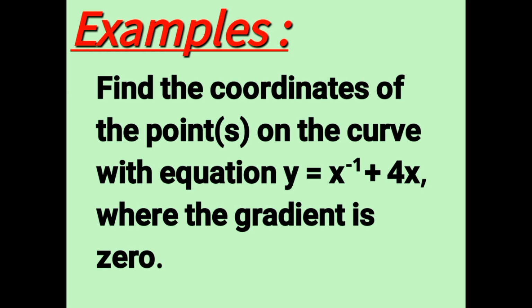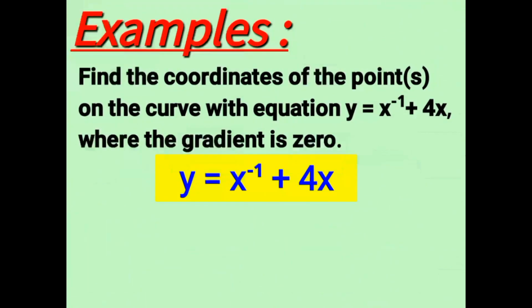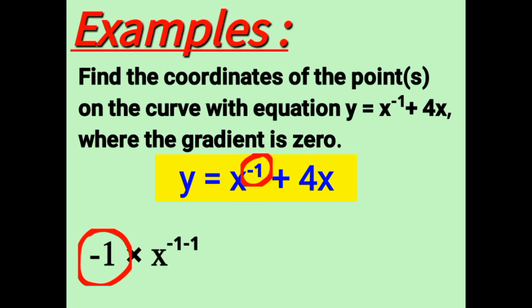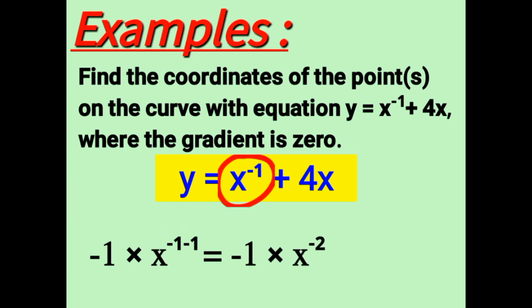Moving on to another example, find the coordinates of the points on the curve with the equation y equals x to the power minus 1 plus 4x where the gradient is 0. Now first we need to differentiate to find the gradient function. So, differentiating the terms one at a time, starting with x to the power minus 1, gives us minus 1 times x to the power minus 1 minus 1, as we multiplied by the power minus 1 and then subtracted 1 from that power. Then minus 1 times x to the power minus 2 equals minus x to the power minus 2.